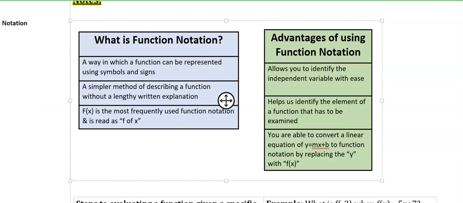Now, remember, function notation is just a way in which a function can be represented using symbols and signs. If we have y equals mx plus b, instead of y, we have f of x, which is denoted like this: f and then x in parentheses instead of our y. So it's easy to convert from linear to function notation, like it says right here, and it helps us if we want to determine certain input values.